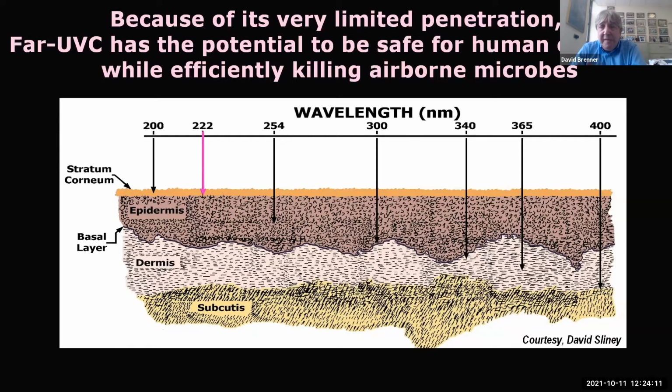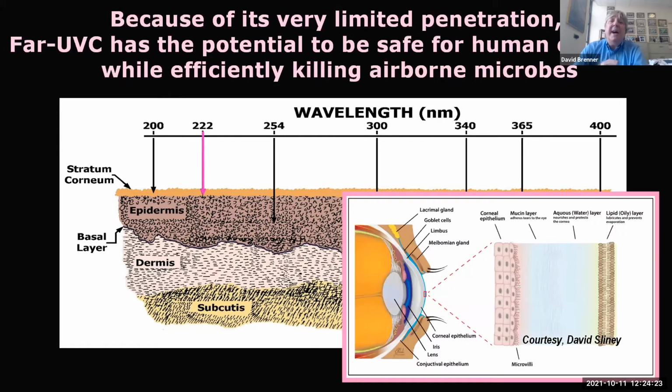So in terms of the penetration, the lack of penetration doesn't affect its ability to damage airborne microbes, but it does affect its ability to penetrate into the skin. And likewise the eye. And these are basically the two tissues that we worry about, the two organs that we worry about in terms of UV light, the skin and the eye.